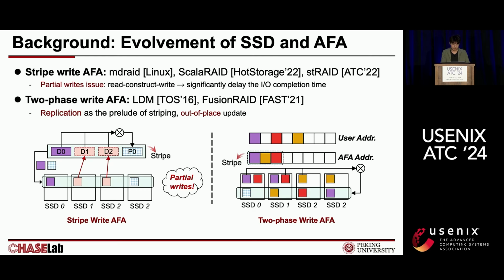In the striping layout, as in the strip write AFA, finally, the space used to store the replicas will be recycled. Two-phase write AFA usually exhibits better throughput and latency. Therefore, in this paper, we focus on optimizing the two-phase write AFA. If you are also interested in strip write AFA, you can refer to our prior work, ScalaRAID.